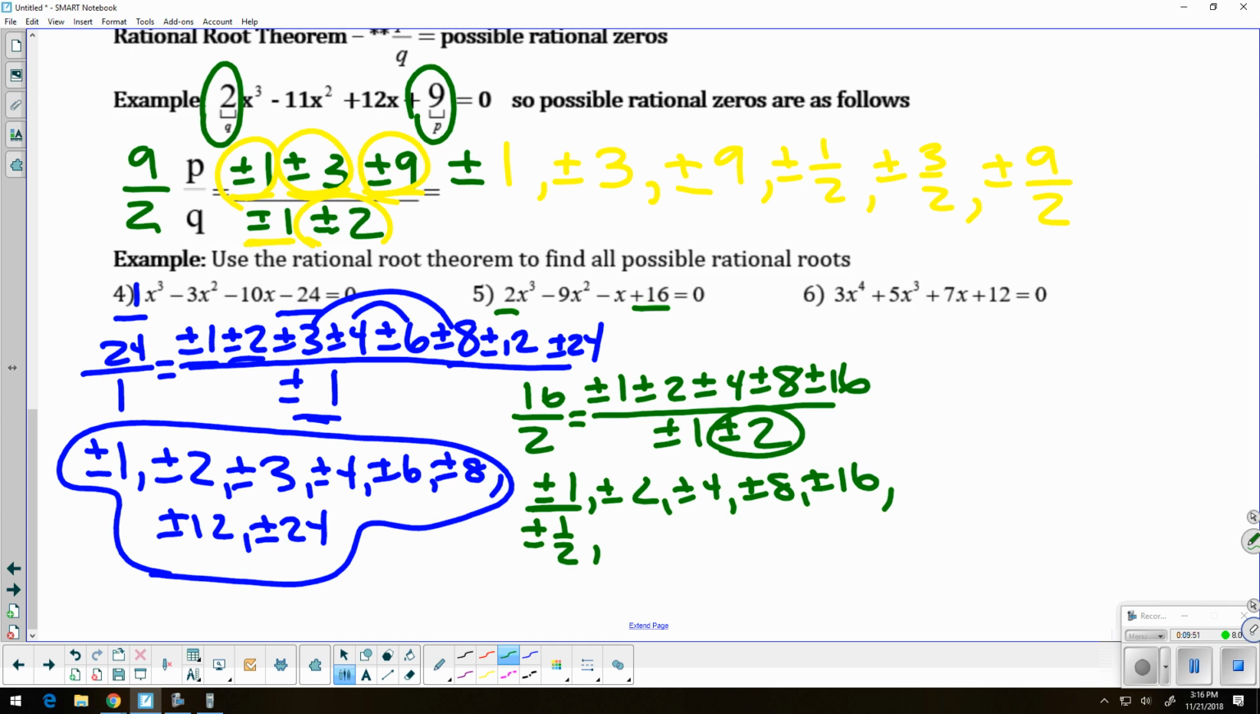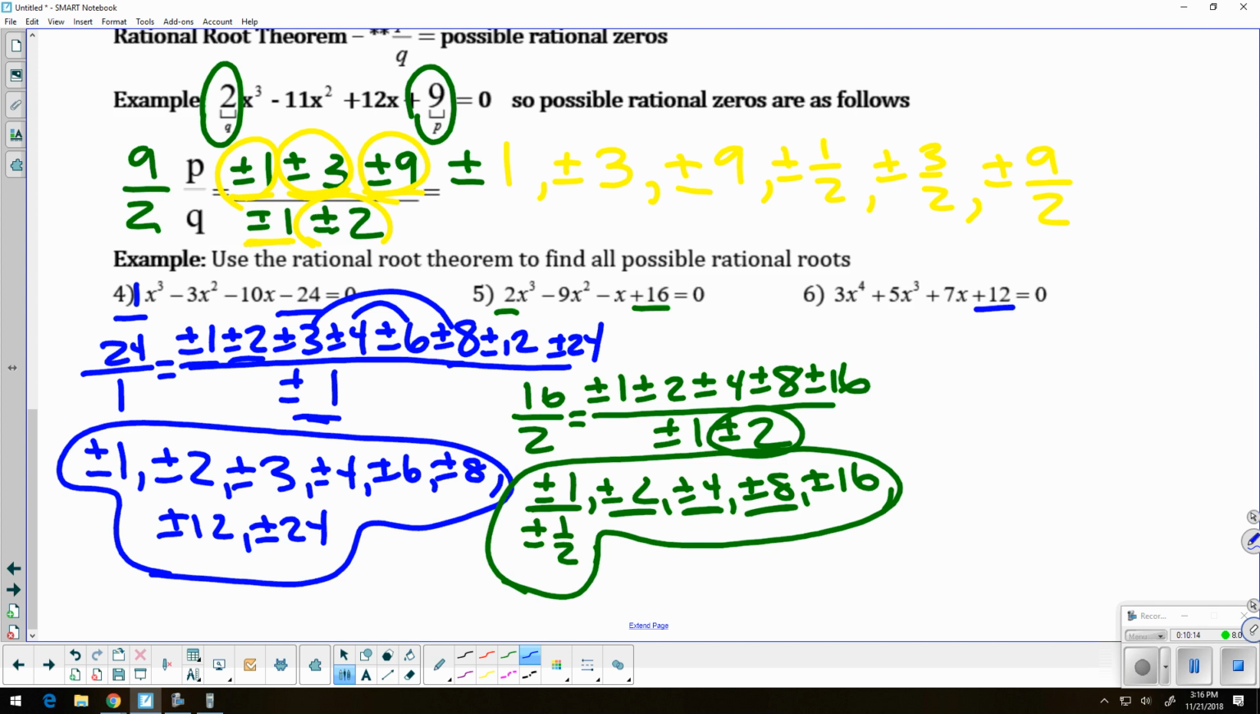4 over 2, well, that's just going to be 2 when you reduce it. So we don't have to do that one. 8 over 2, that's just 4 again. Don't have to do that. 16 over 2, that'd be 8 again. So this actually is going to complete our list. Okay, so when you reduce down the answer, if you already have it listed out previously, then you don't have to list it again. Okay, the last one, number 6.